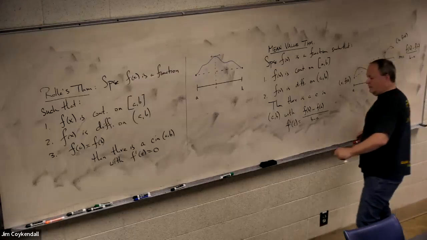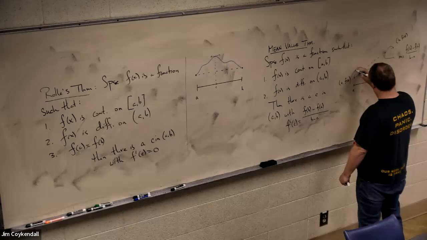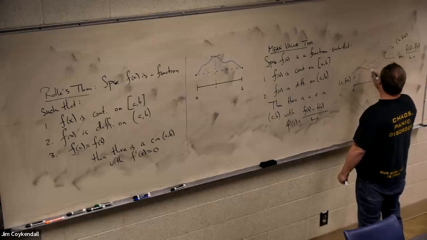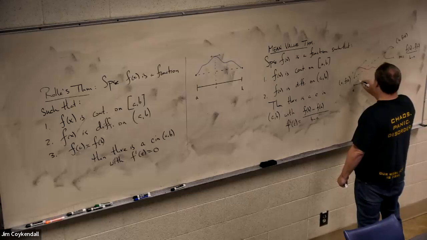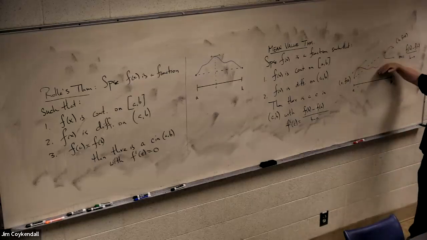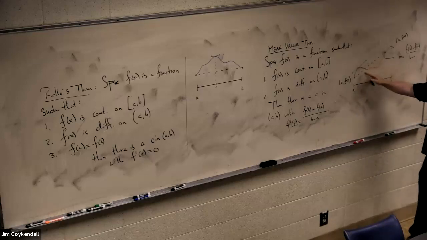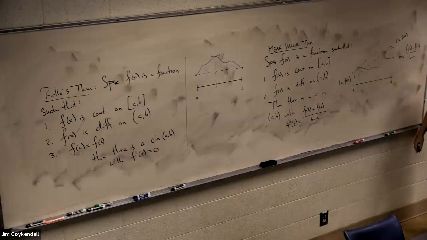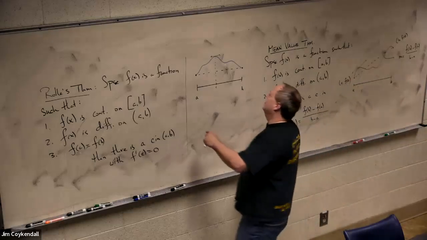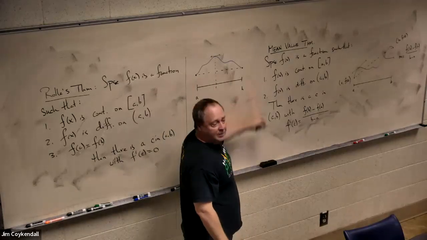Really what this says is there's some point right here where the slope of the tangent, that green line, is parallel to the black line. And in fact, it looks like there's a lot of them here. There's one over here, maybe one in here somewhere, one here. But there's at least one place where the slope of the tangent line is the same as the slope of the line. And notice that's exactly what happened here, because the slope of the tangent line is equal to the slope of the endpoints.